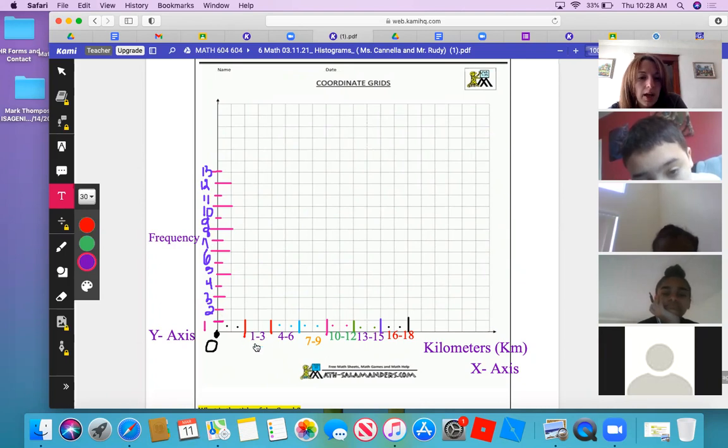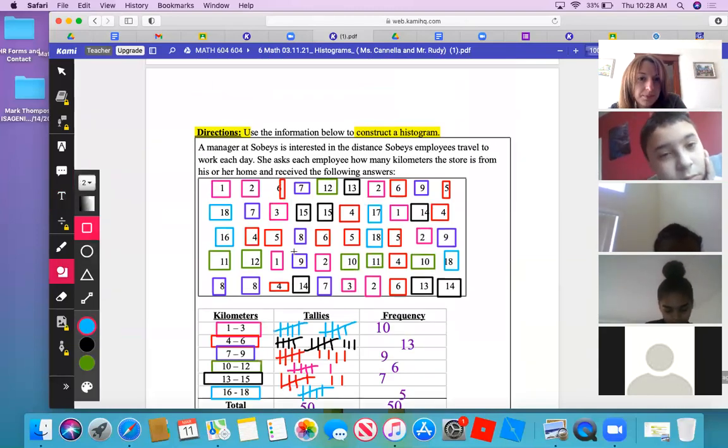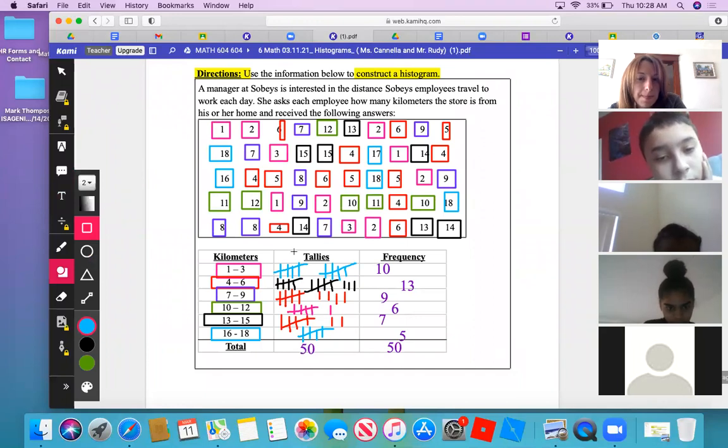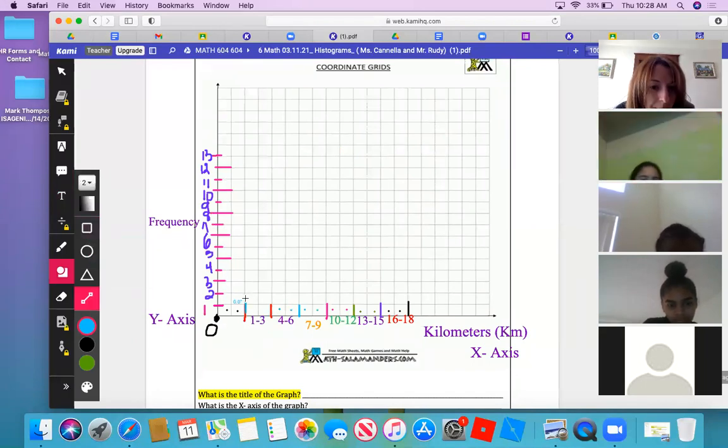Now, who can tell me how many times did the number 1, 2, and 3 show up? Go back to the graph. How many times did 1, 2, and 3 show up? 10. So that means I'm going to go to the interval 1 to 3, which is in red. Yep, 10. I'm going to go all the way up to 10 here, right? I'm going to stop it where it ends, which is here. I'm going to make a bar. And I always like to put the lines like this. And that shows me 10.